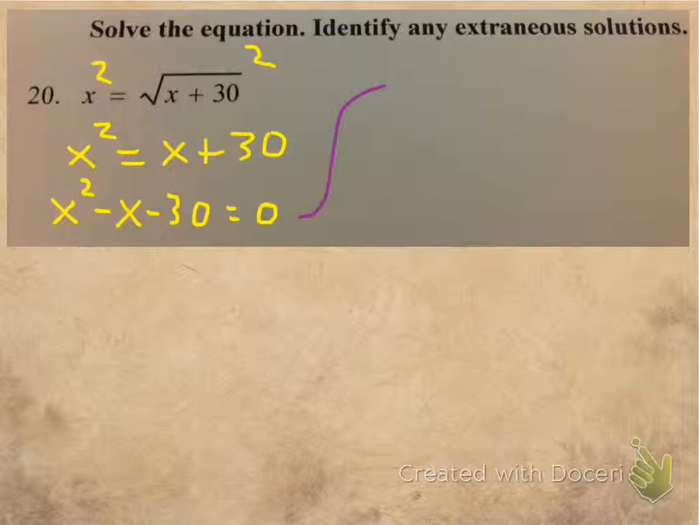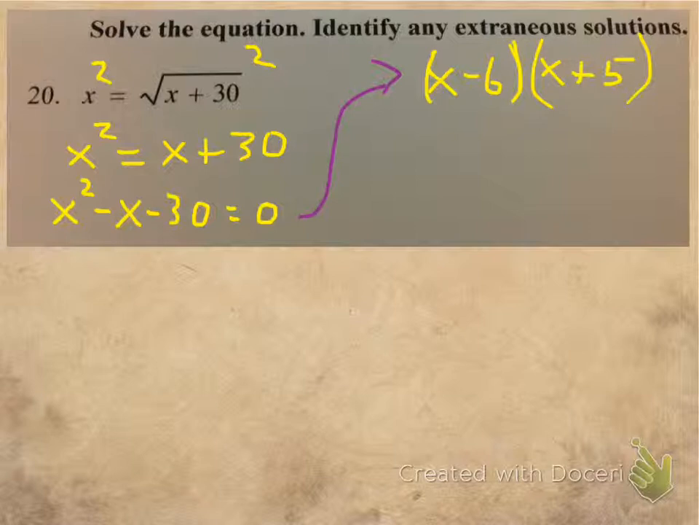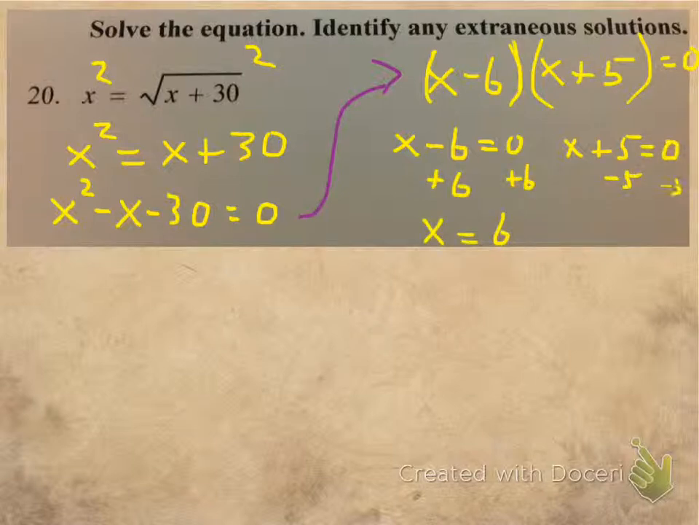That is a quadratic trinomial. In order to solve that, we're going to factor it. So we factor that into x minus 6 times x plus 5. That equals 0. Using the zero product property, we set each factor equal to 0, and we solve them. And by solving, we get x equals positive 6 and x equals negative 5.